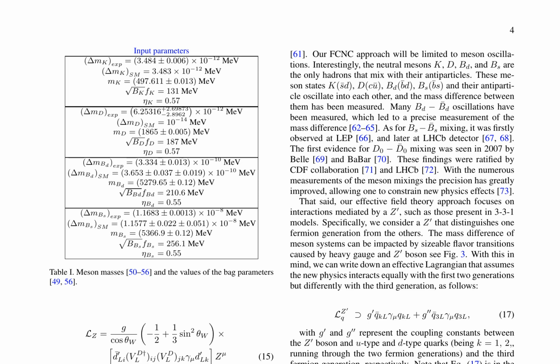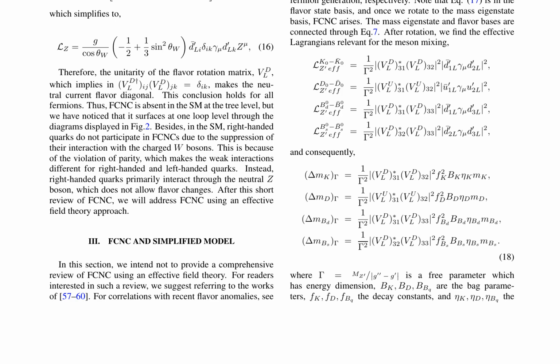The authors introduce an effective Lagrangian for the interaction between quarks and a new Z' boson, which interacts differently with the first two generations and the third generation of quarks. This leads to FCNCs when rotated to the mass eigenstate basis. The effective Lagrangians for K0 K0bar, D0 D0bar, Bd0 Bd0bar, and Bs0 Bs0bar mixings are derived, resulting in equations 18 for the mass differences of these meson systems. These equations involve the bag parameters B_K, B_D, B_Bq, decay constants F_K, F_D, F_Bq, and eta_K, eta_D, eta_Bq, which are listed in Table I.